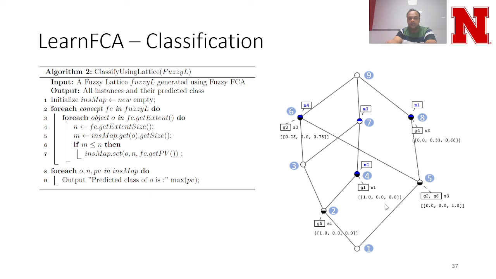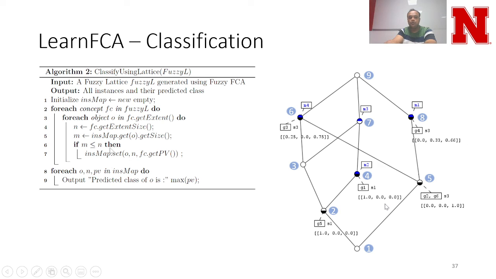So first we use an instance map which is initially empty, then we go through each concept in step 2 here, and then for each object that is present in the concept's extent, we find the extent size and compare it with the size that is present in the existing instance map. So the whole idea is we keep updating the instance map with the most relevant concept that we have found so far. If m is less than n, we update the instance map at the location O with the probability vector of that particular concept.